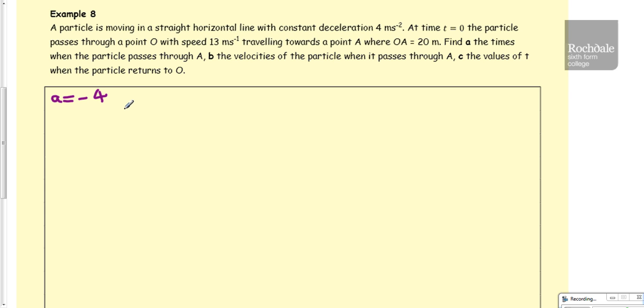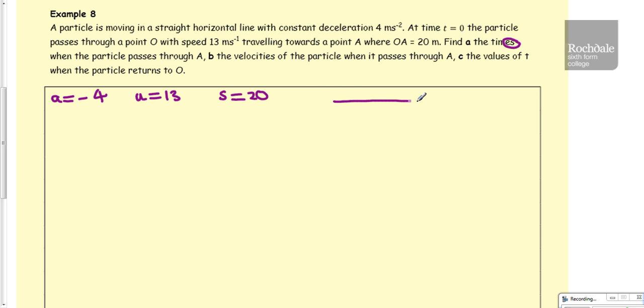At time t equals 0, the particle passes through a point O with speed 13. So that's our initial speed. And we're travelling towards a point A where O to A is 20 metres. So A is going to be our finishing point. We've got to find the times, plural, where the particle passes through A.